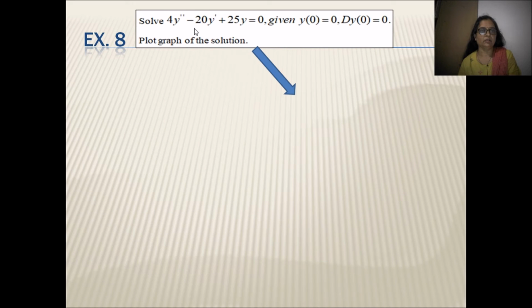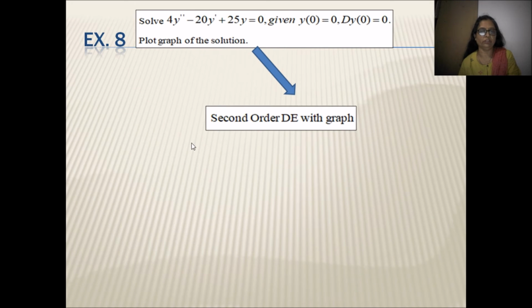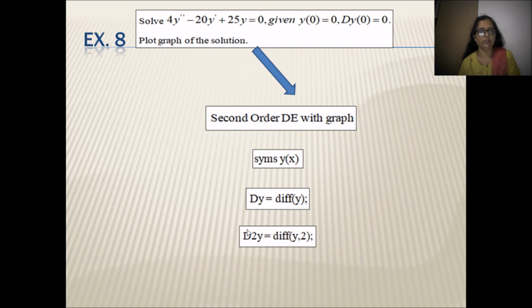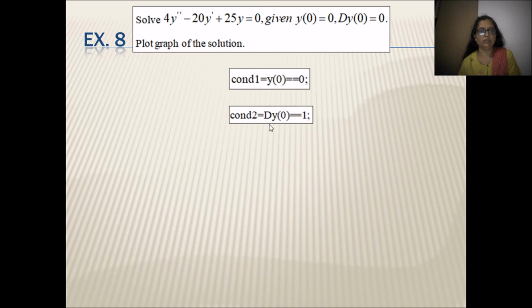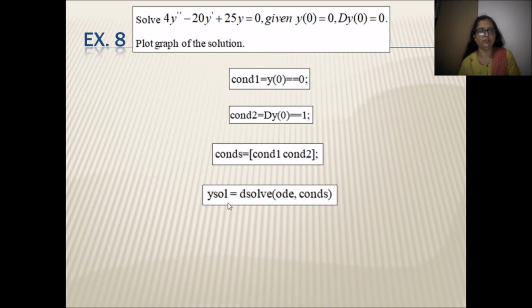Example number 8. This equation is second order differential equation. First we solve this and then plot the graph of the solution. Syms y of x, we define dy, then d2y by dx square, then ordinary differential equation, condition 1, condition 2, and then conditions, y solution equal to dsolve ODE and conditions. And lastly, plot the graph of this, ezplot y solution, and here condition for x-axis values -2 to 8. Now we solve in MATLAB.